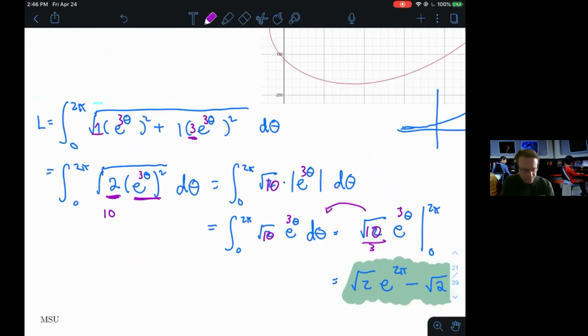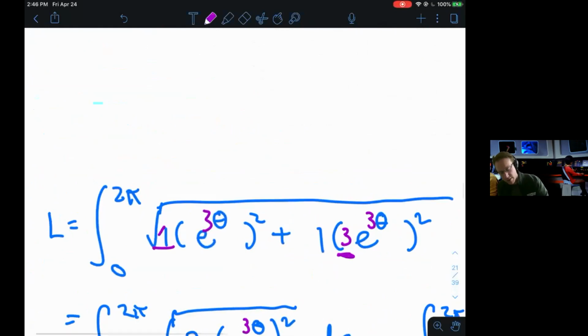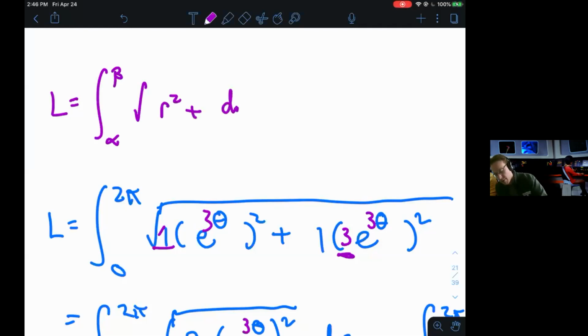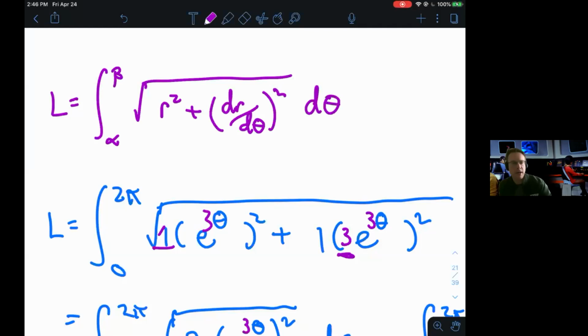But the big thing here, and this is again on our formula sheet, is that whenever you want arc length for polar form, and we have 3 different arc length equations, all of them have a big old square root. It goes r squared plus the derivative of r with respect to theta, quantity squared, add those together, put them inside the square root, and integrate that with respect to theta.